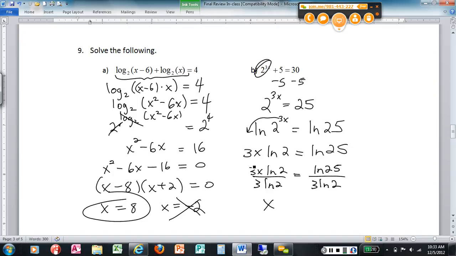And the only thing is, it's the x by itself. The only thing is when you put that in your calculator, be sure to put parentheses around. Since you've got two things in the bottom, put the parentheses around the 3 and the ln of 2. So we've got ln of 25 divided by parentheses 3 ln 2. And I get 1.548.